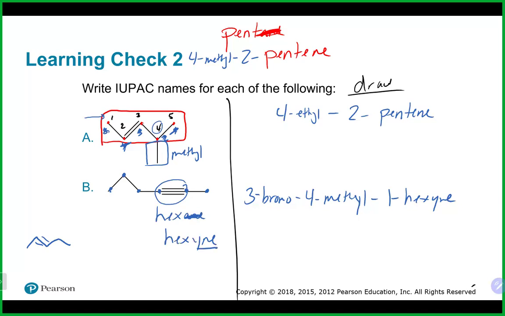We do need to give the location. You could probably just see looking at it. If you go right to left there, you're going to hit the triple bond at carbon number 2, and that would be 2-hexyne. Any questions on those names there?